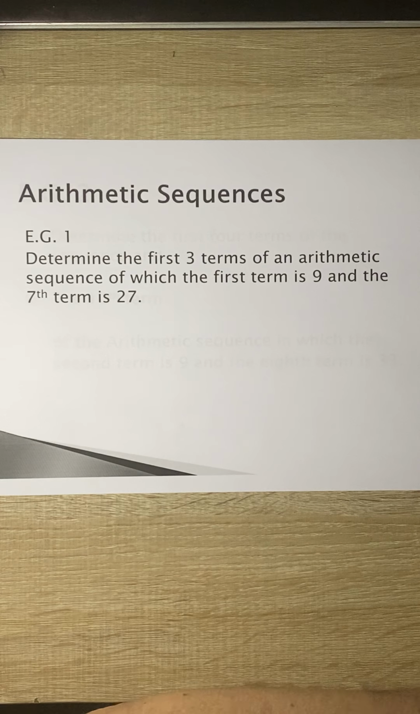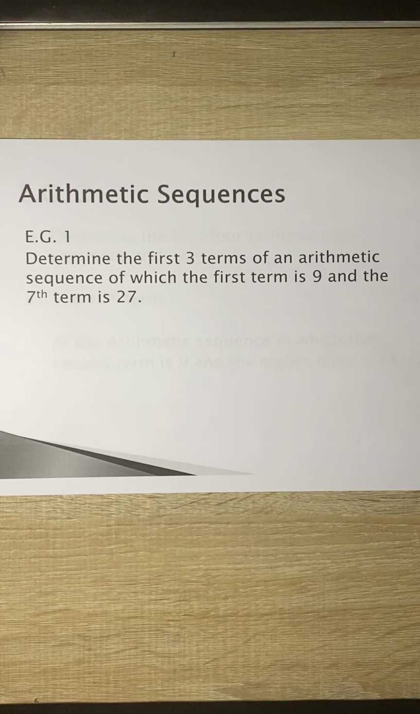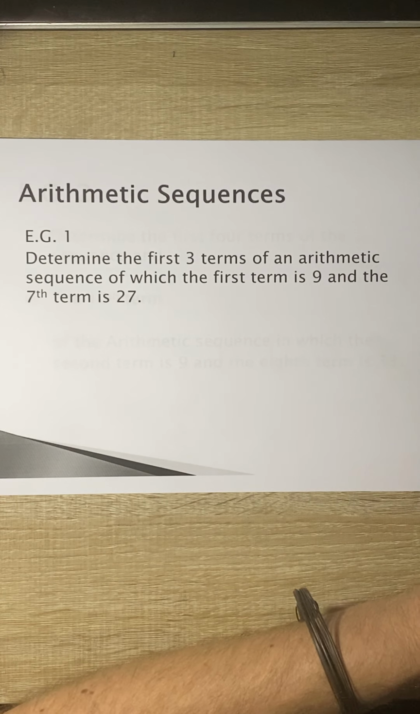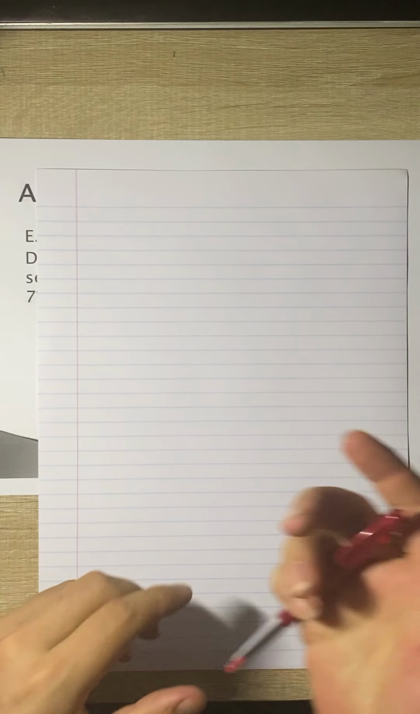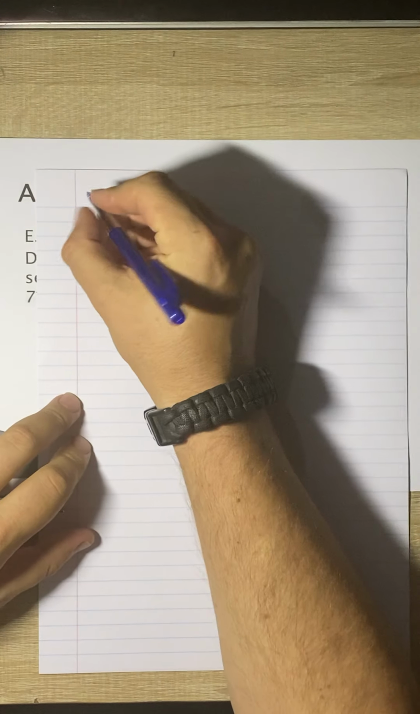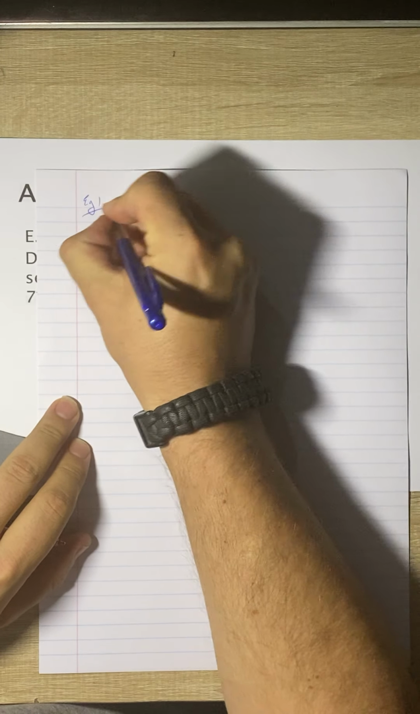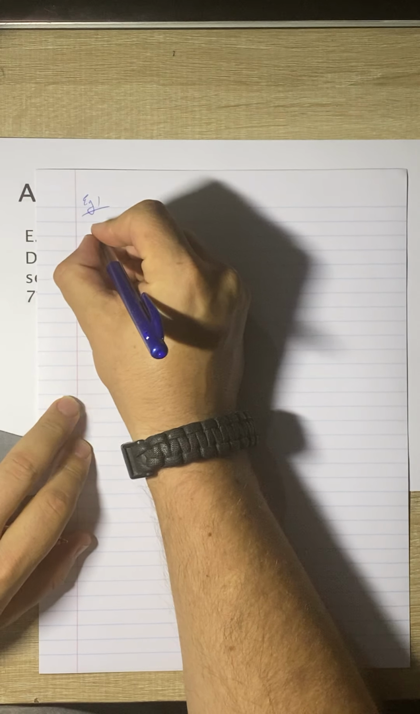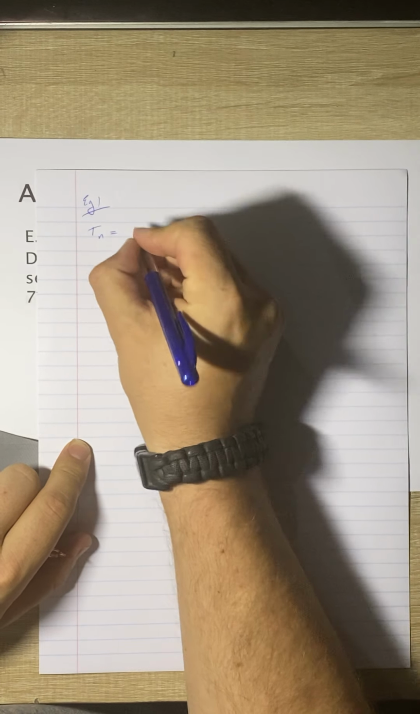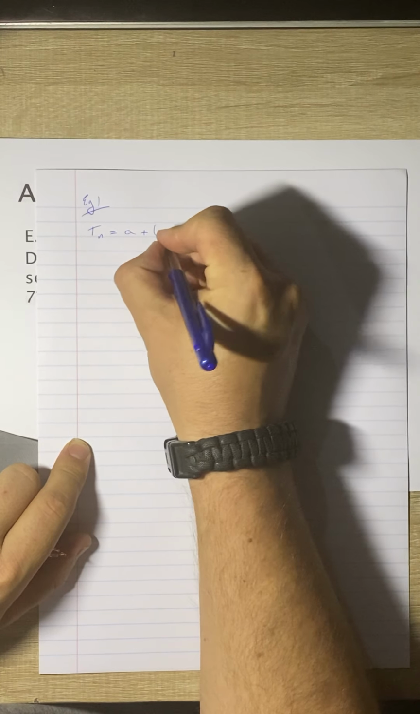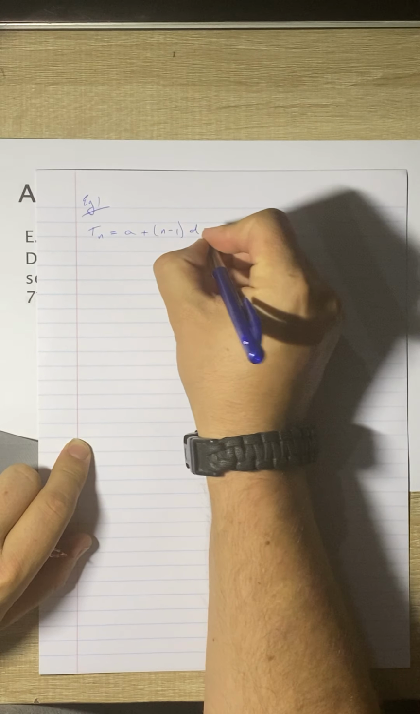Okay, so example 1 is saying determine the first three terms of an arithmetic sequence of which the first term is 9 and the seventh term is 27. Okay, so you guys learned this formula the other day and we're going to be using this. So we know that Tn is equal to A plus n minus 1 times D.